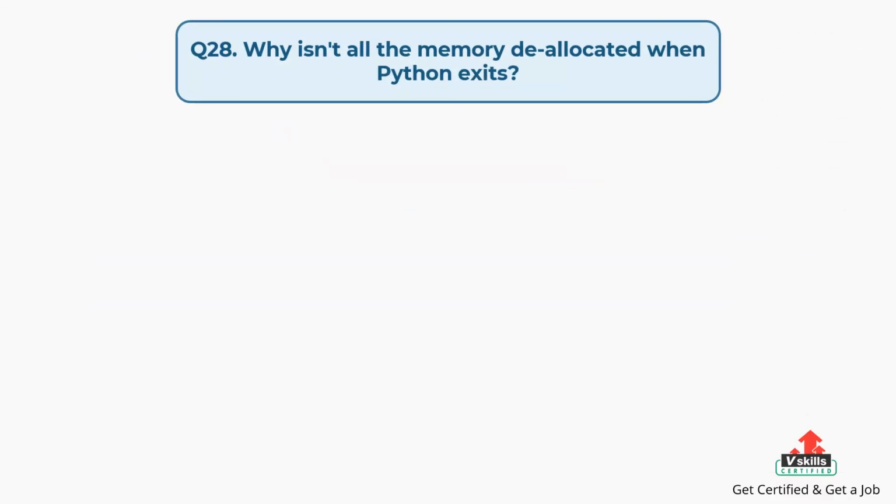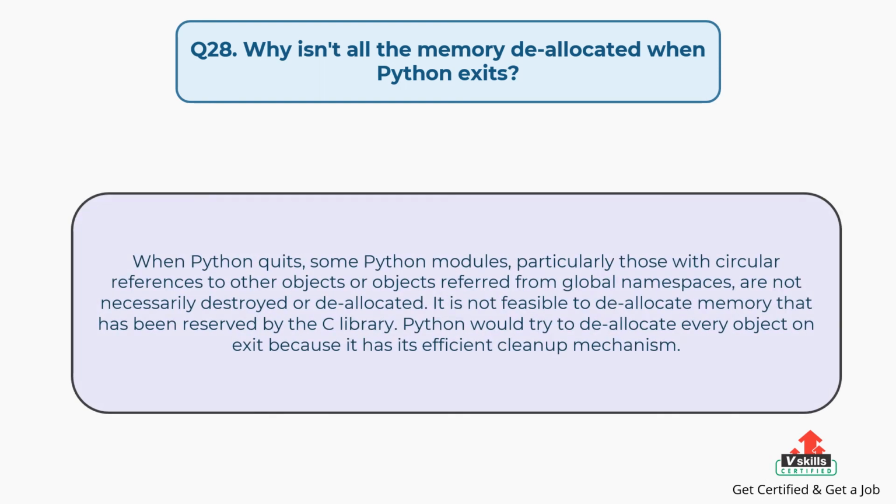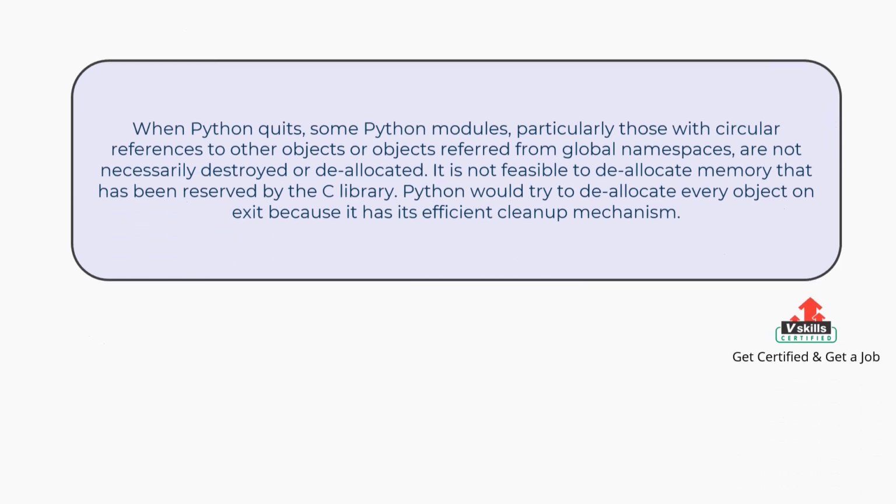Question number 28. Why isn't all the memory deallocated when Python exits? The answer is: when Python quits, some Python modules, particularly those with circular references to other objects or objects referred from global namespaces, are not necessarily destroyed or deallocated. It is not feasible to deallocate memory that has been reserved by the C library. Python would try to deallocate every object on exit because it has its own cleanup mechanism.